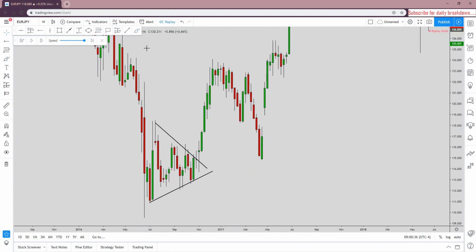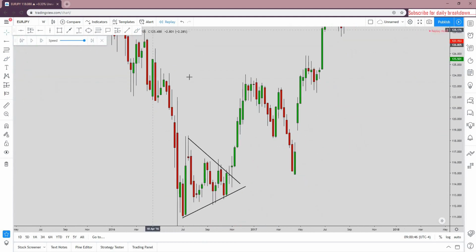Now keep going, you have a nice M formation. The market starts here from this low, up, down, M formation, you're expecting a push to the upside. As you can see guys, these patterns have a very high completion rate.